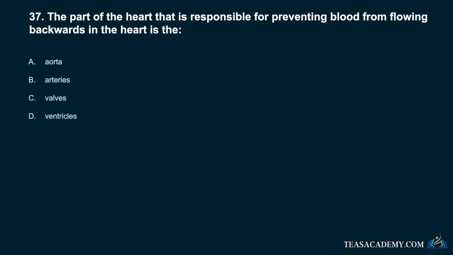37. The part of the heart that is responsible for preventing blood from flowing backwards in the heart is the: A. Aorta. B. Arteries. C. Valves. D. Ventricles.